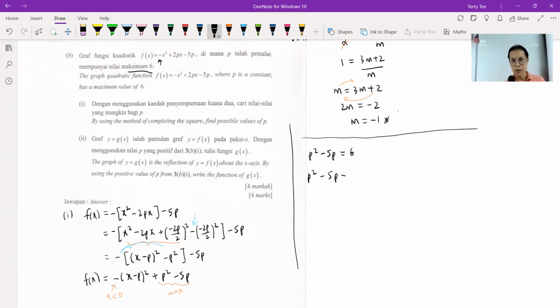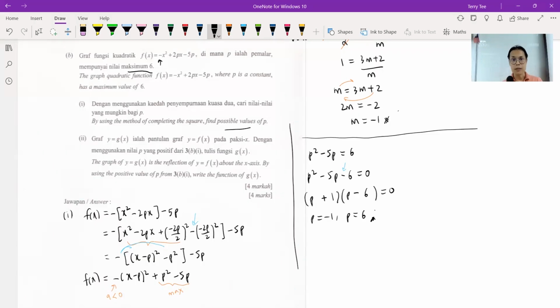Rearrange the 6, bring the 6 to the left. We can double bracket factorize, factors of 6 to get 5. In this case, because this is the minus, we should take different signs. That means 6 and 1. If it's the plus, we should take 2 and 3, 2 plus 3, 5. If this is minus, we have to take 6 and 1. And in this case, to get negative 5, 6 must be minus, 1 must be positive. P is negative 1 or 6. And that's all for this part.